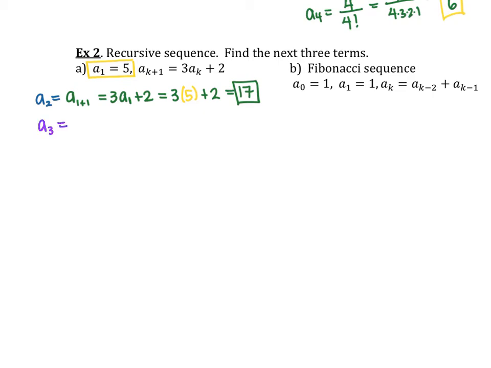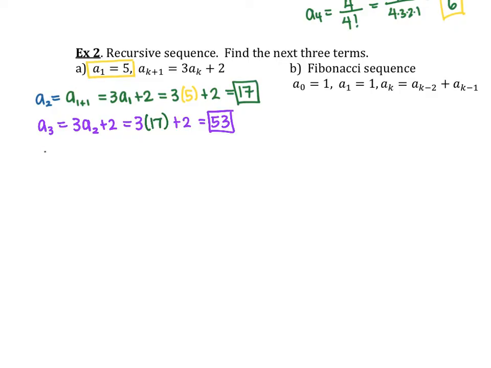If I want the third term, I'm going to do 3 times the previous term, which was a2, and then I'm going to add 2. The previous term I just found on my last step to be 17. 3 times 17 is 51, plus 2 is 53. That's the next term. I want to find one more term because that's what the directions told me to do.